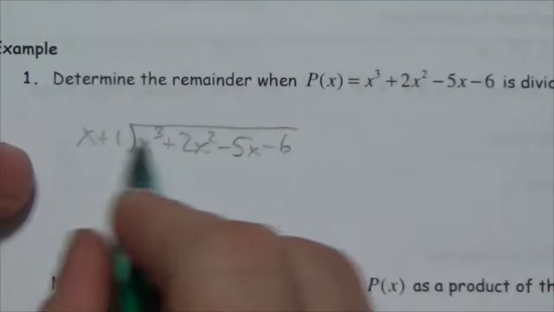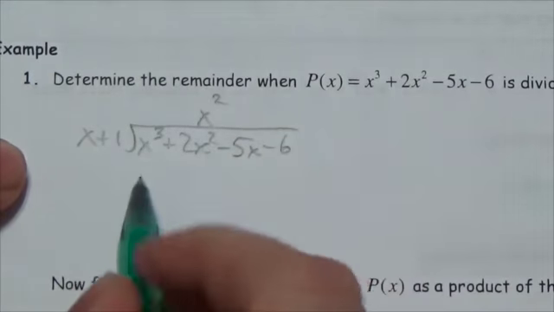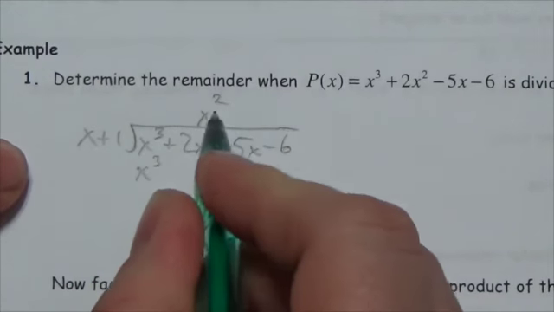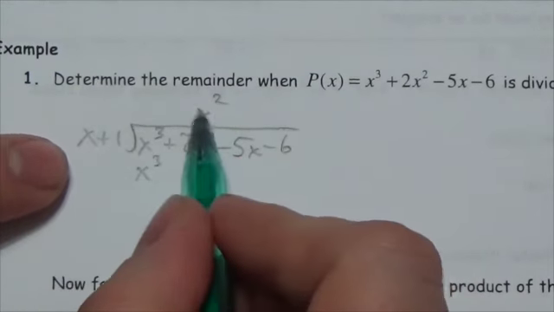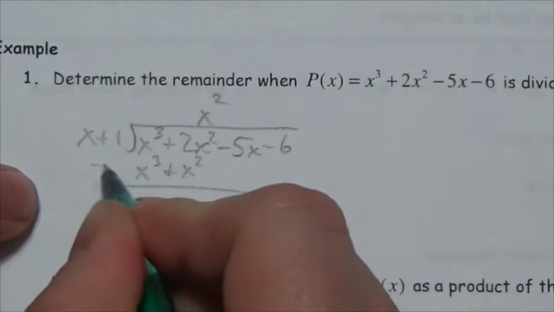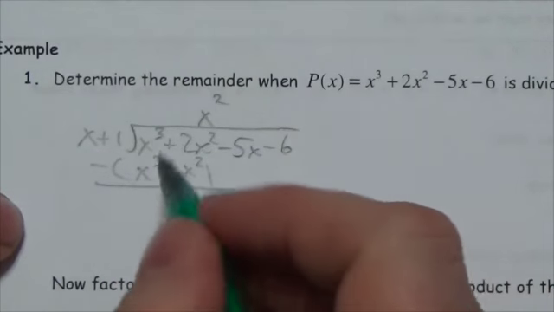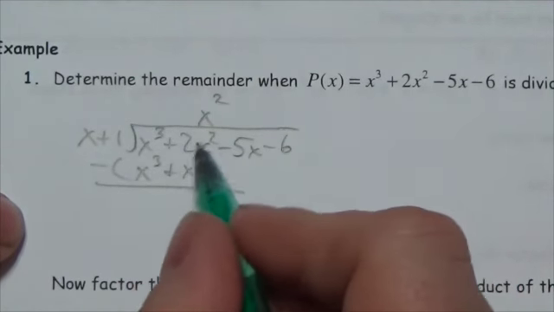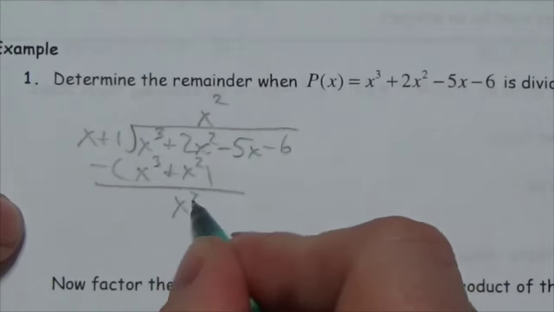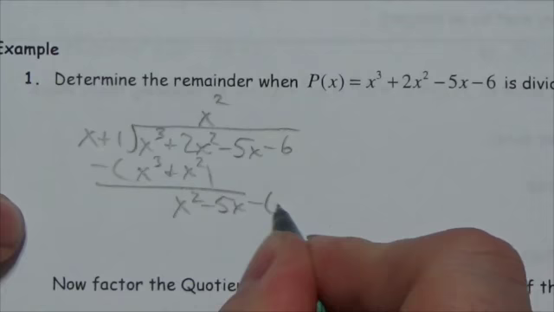Okay, so I need to multiply x by x squared to get that x cubed to pop out when I multiply it through. And then the x squared gets multiplied by both those terms. So this becomes x squared. And you subtract. And so that first term, that term with the highest degree, goes away. Then 2x squared minus x squared is just x squared. And then we bring down the remaining pieces and start again.